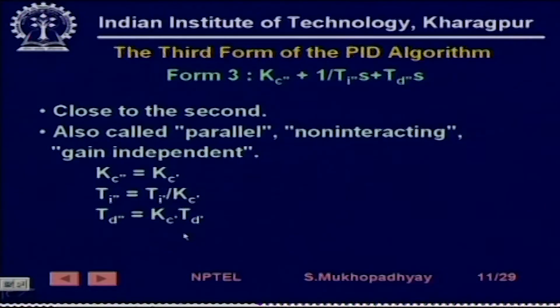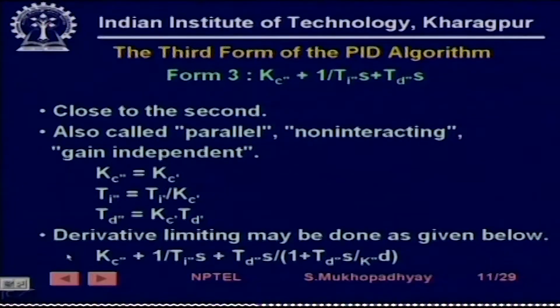You already have a relationship between the second and the first, so you can substitute and get the other one, and you can similarly do a derivative limiting by having another lag term with the derivative term. This needs to be understood: PID equations come in different formats.